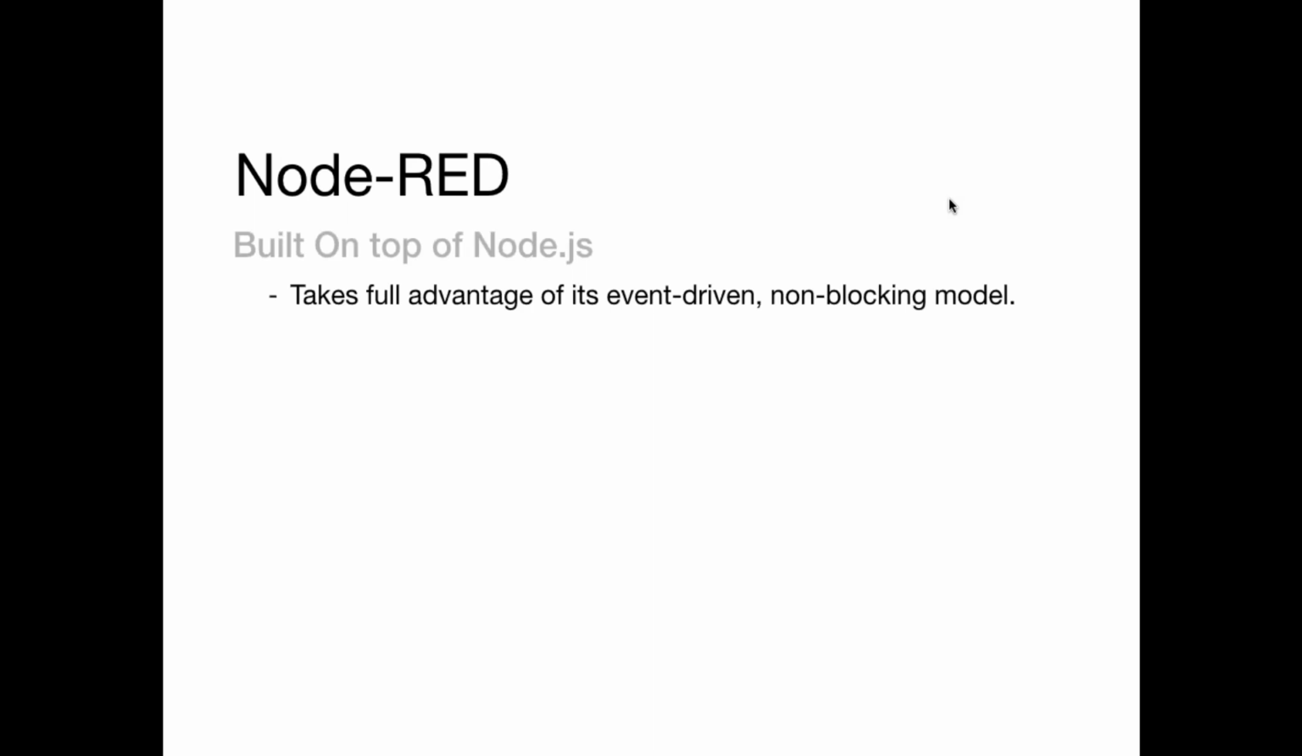NodeRed is a very interesting product. It is built upon Node.js, which is very, very cool. In fact, the data API is also built upon Node.js, so there's a lot of symmetry there. It takes advantage of the event-driven non-blocking model of Node.js, and what I mean by that is events can be asynchronous. You don't necessarily have to receive events in a certain order.